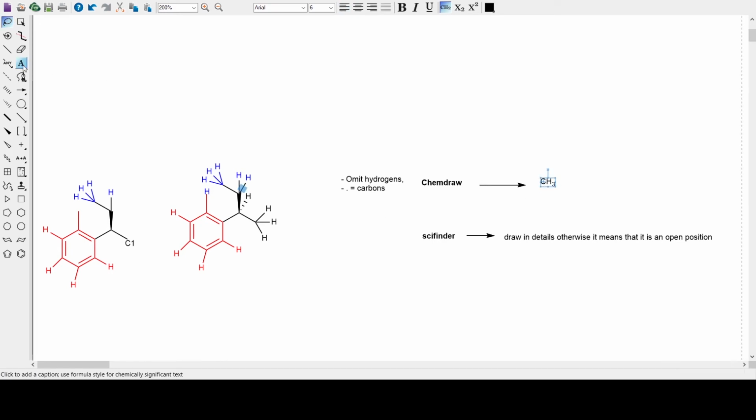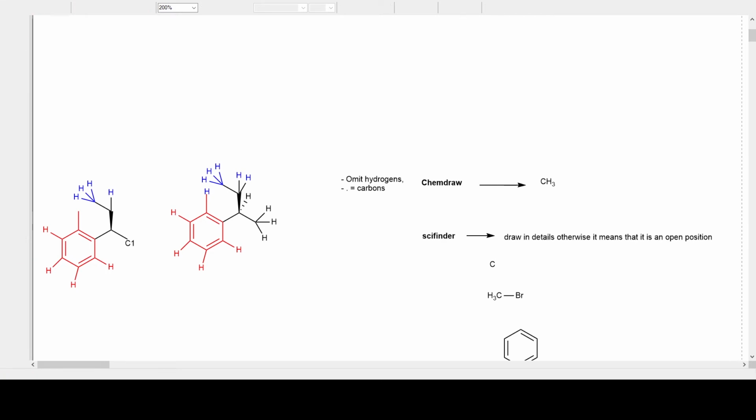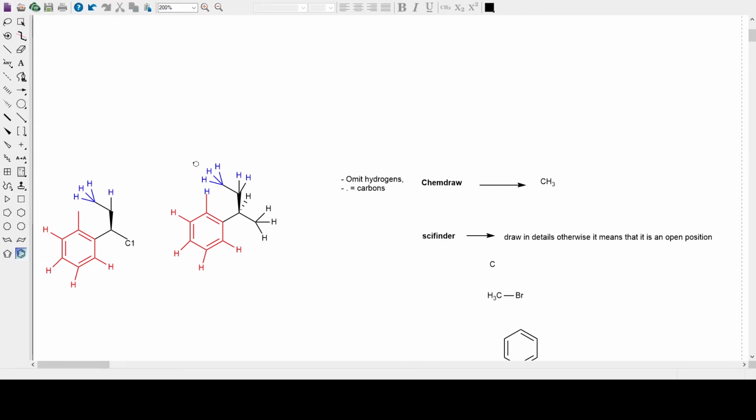And Chemdraw C1, it will look, it has an open position. Any atom can be there, anything. So it could be, for example, C. I don't know, just give an example. CH3. It could be CH bromine. It could be even a phenyl, a carbon here. It could be anything you want, okay? This is the difference, a big difference that you should keep in mind. Very, very important. That's the difference between them.